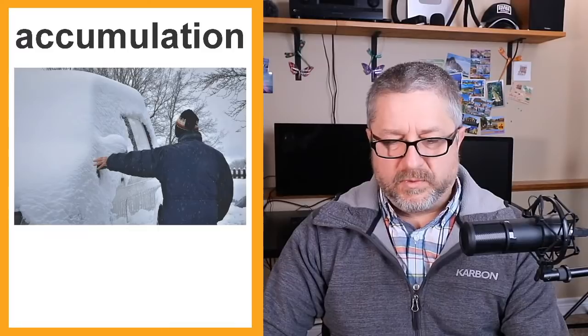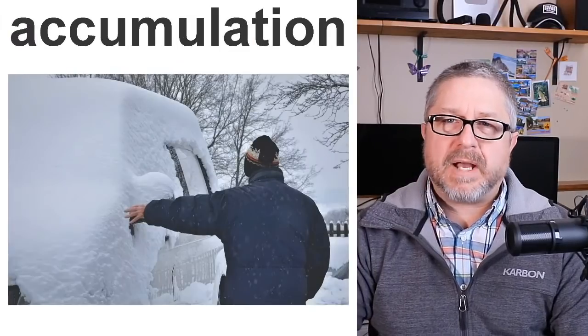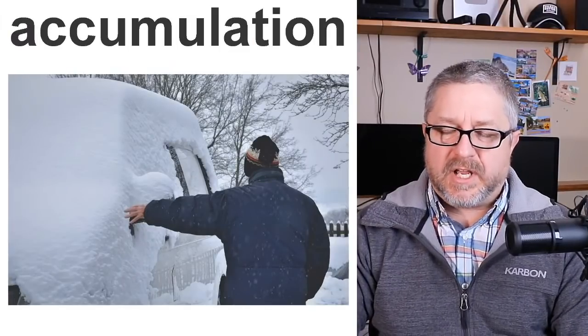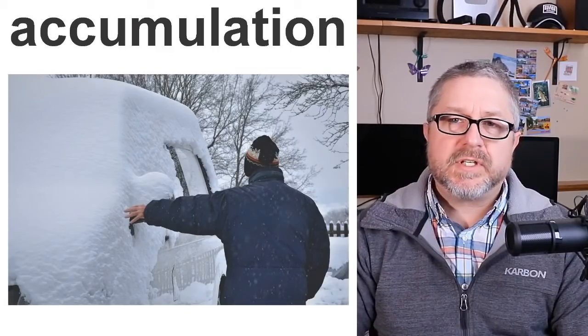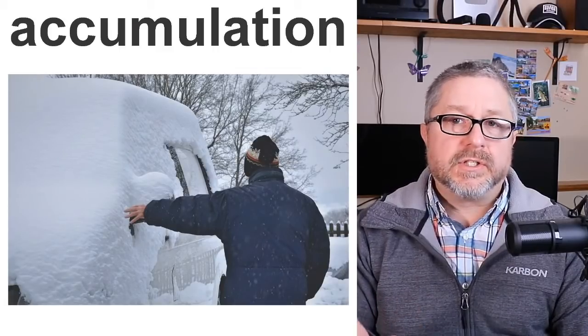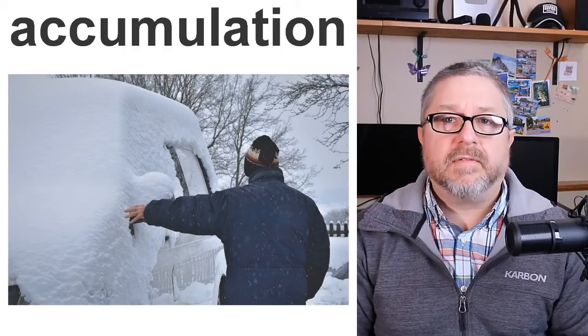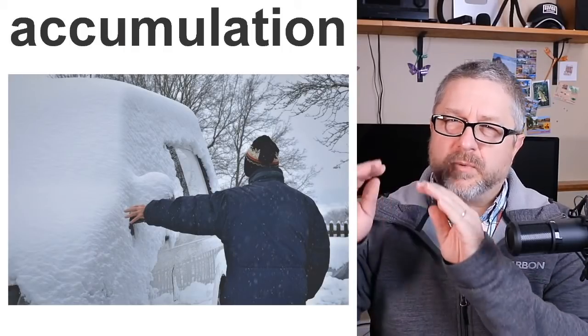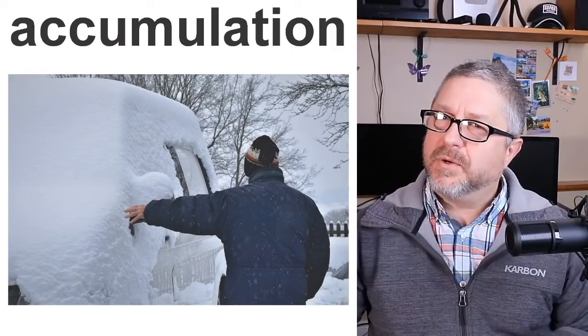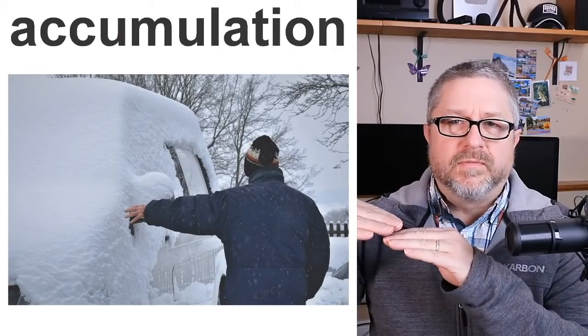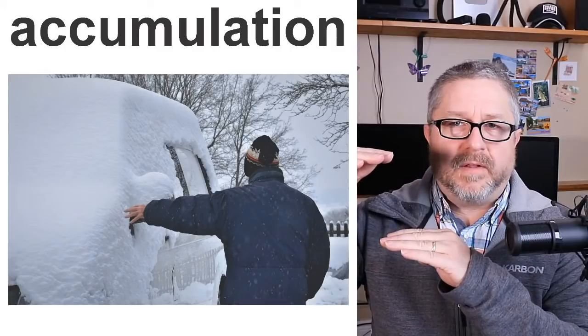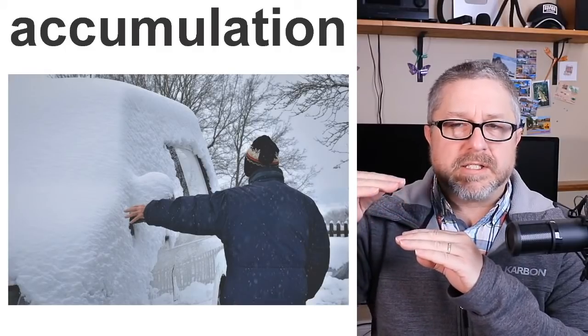We also refer to the amount of snow as accumulation. So they'll say things like, it's going to snow later today. There's going to be 3 to 5 centimeters of accumulation. Because when rain falls, the rain just goes away. But when snow falls, it piles up on the ground. It accumulates on the ground.